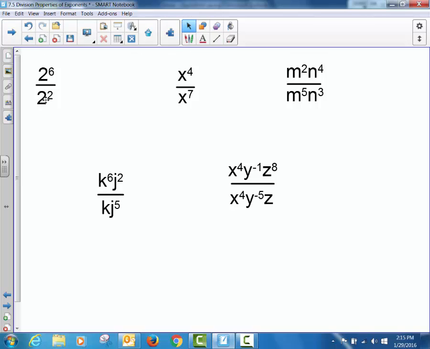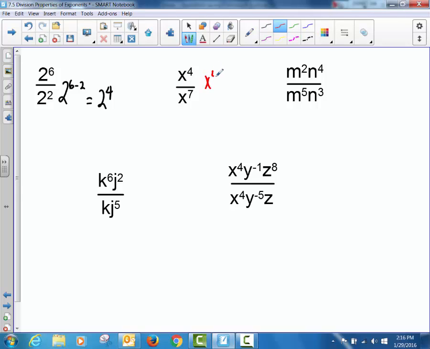Alright, so we've got 2 to the 6th over 2 to the 2nd. We go 2 to the 6th minus 2. Let me write that down. It's 2 to the 6th minus 2, or just 2 to the 4th. This one will be x to the 4 minus 7, or x to the negative 3. And remember, when something's simplified, it doesn't have any negative exponents. So to simplify this, we make it 1 over x to the 3rd.